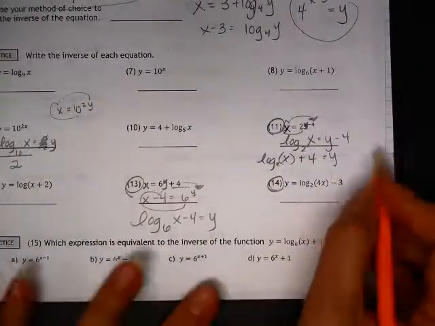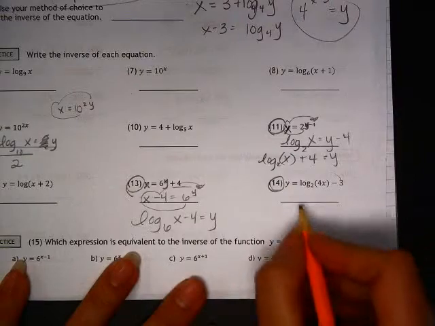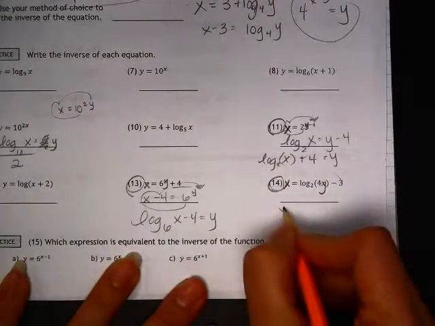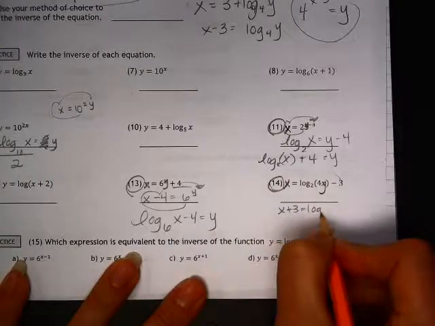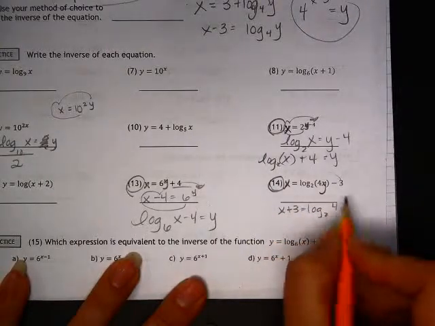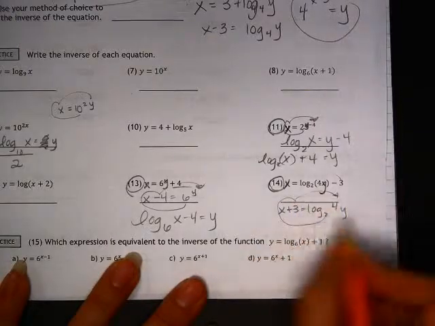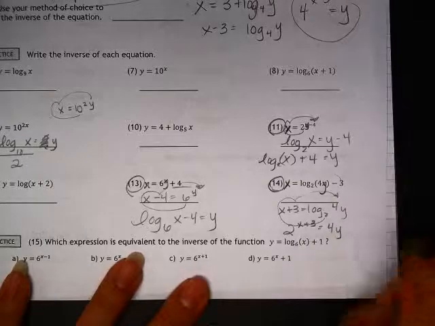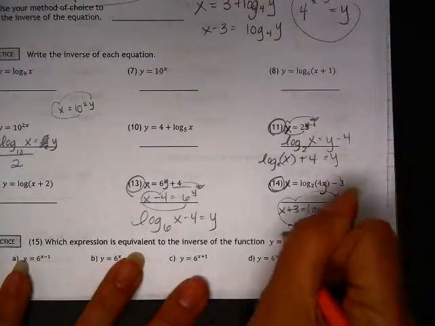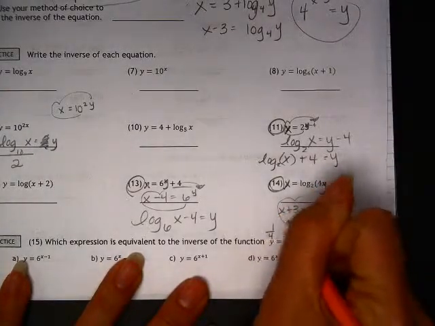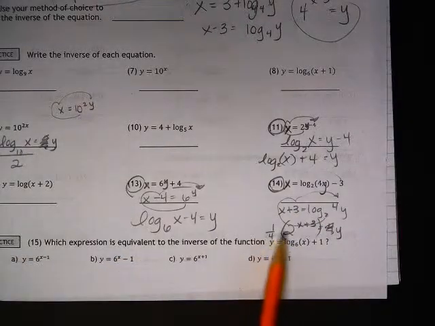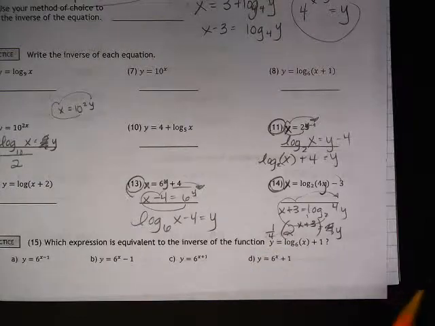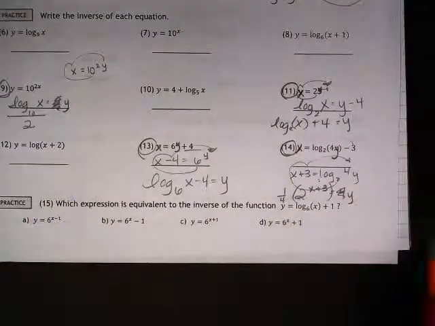All right, one last one here. I need to move this first before I can undo the log. So let's change this to a y and this to an x. So I have x plus 3 equals log base 2 of 4y. I write it as an exponential. 2 to the x plus 3 is equal to 4y. And my last thing I do is divide by 4. I can't divide this before I do my exponent, so I actually do it just like that. All right.